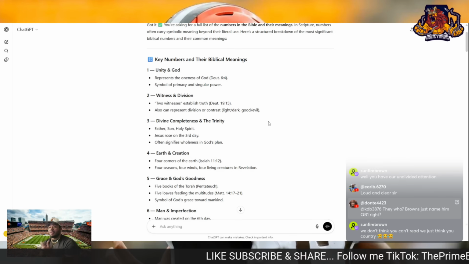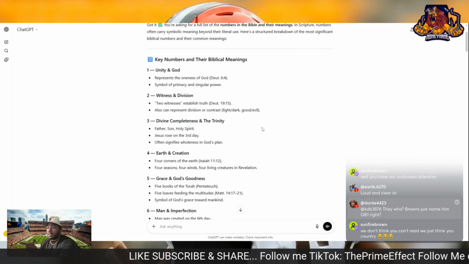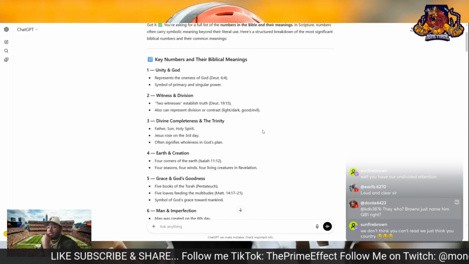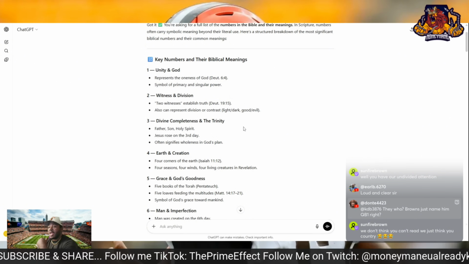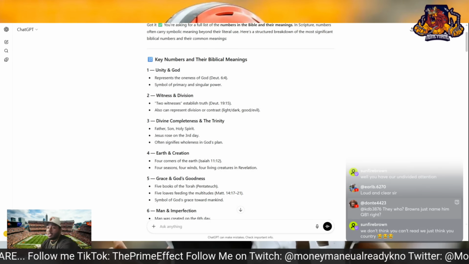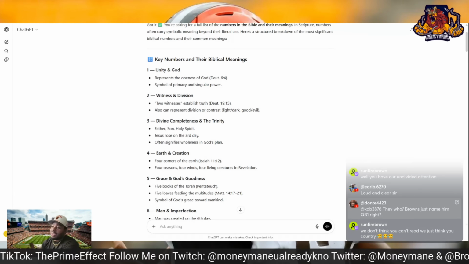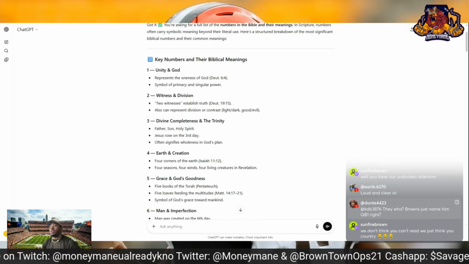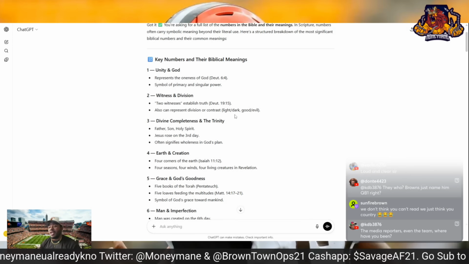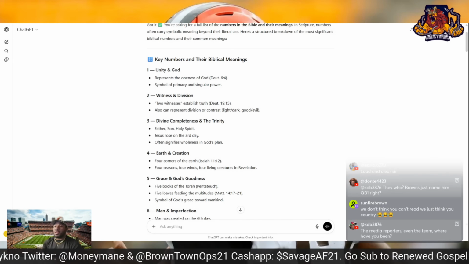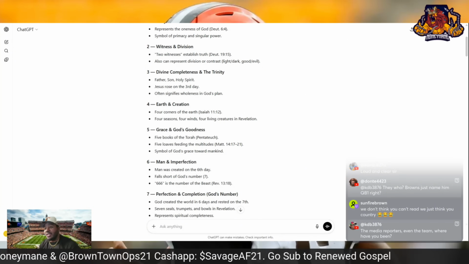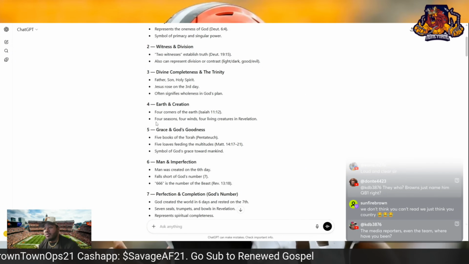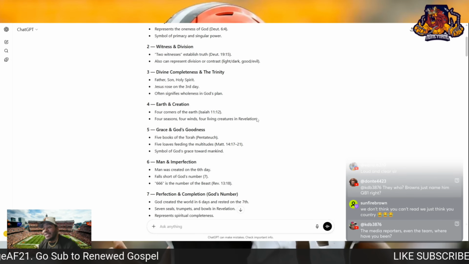2, witness and division. 2 witnesses establish truth, also can represent division or contrast: light, dark, good, evil. 3, divine completeness and the Trinity: Father, Son, Holy Spirit. Jesus rose on the 3rd day. Often signifies wholeness in God's plan. 4, earth and creation. 4 corners of the earth, 4 seasons, 4 winds, 4 living creatures in Revelation.